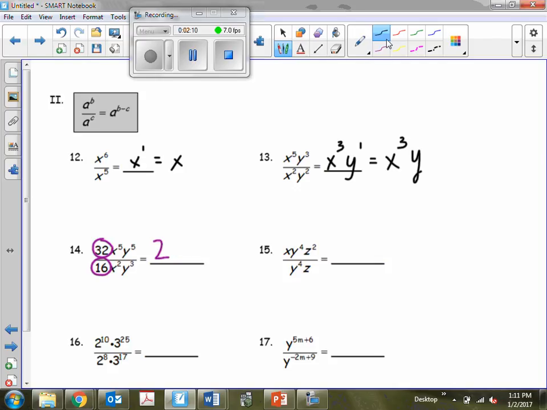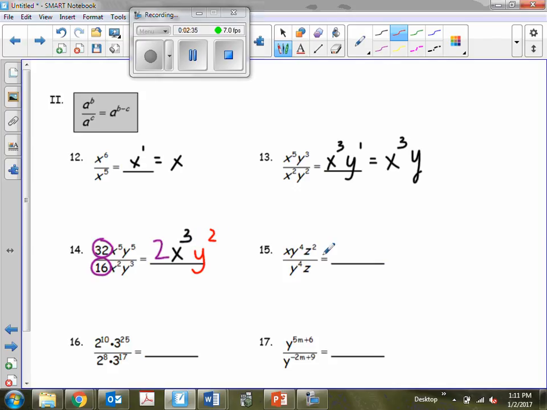Now we look at our bases. So now I look at my x's. I have x to the 5th and x to the 2nd, so this gives me x to the 3rd. And then if I look at my y's, I have y to the 5th and y to the 3rd, so that would give me y to the 2nd. So then my answer would be 2x to the 3rd, y to the 2nd.